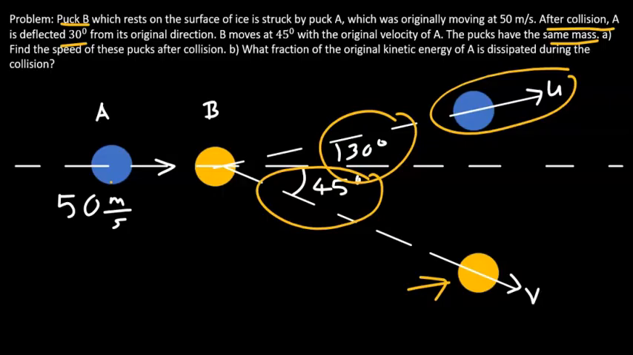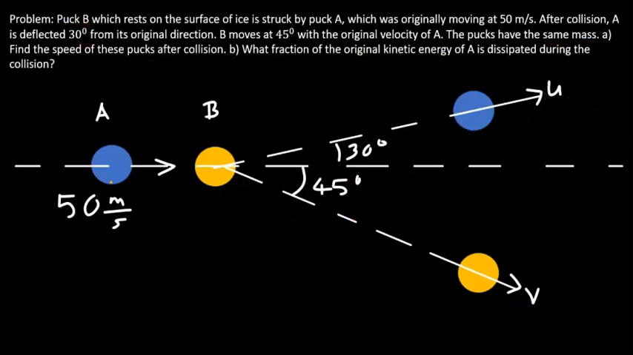A, find the speed of these pucks after collision, namely find U and V. B, what fraction of the original kinetic energy of A is dissipated during the collision? So this is a classic example of conservation of momentum. This is the initial state and that is the final state.